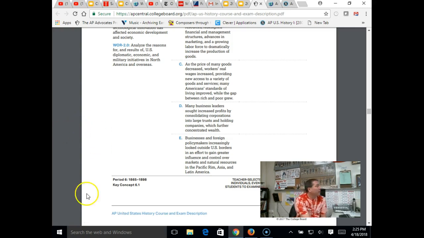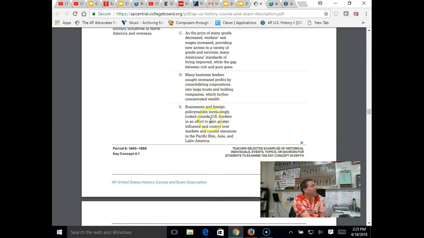Sweet. So down here at the bottom of the page, business and foreign policy makers increasingly looked outside the United States in order to gain influence and control over markets and natural resources in these three areas. So remember why this is happening. This is your imperialism movement that's taking off. And when it comes to economics, many of these people want natural resources. They want to sell to markets outside the country. And our big issue is those gigantic tariffs that you have in the late 1800s.